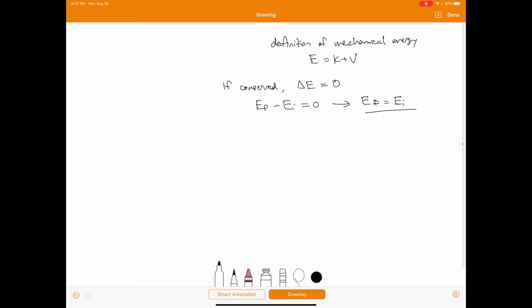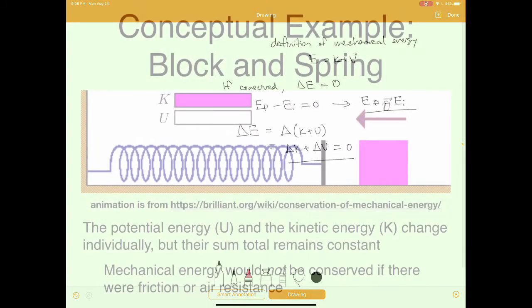Okay. So if delta E is equal to 0, then that means delta K plus U is equal to 0. In other words, delta K plus delta U is equal to 0. This is yet another way of stating that mechanical energy is conserved.